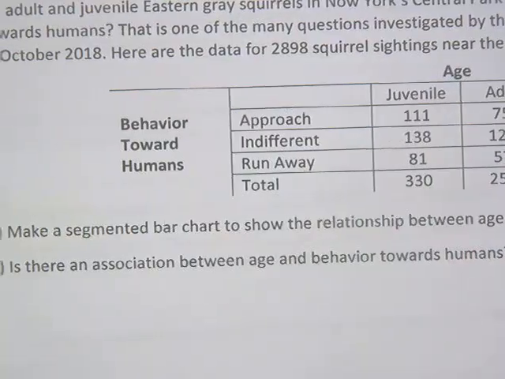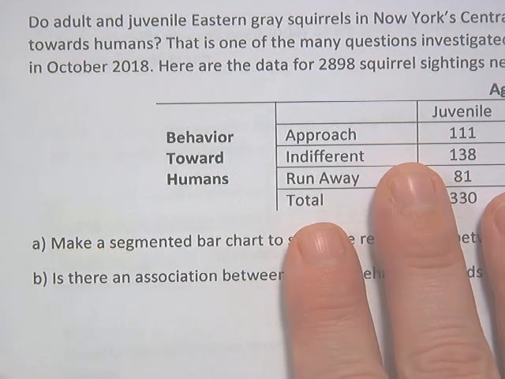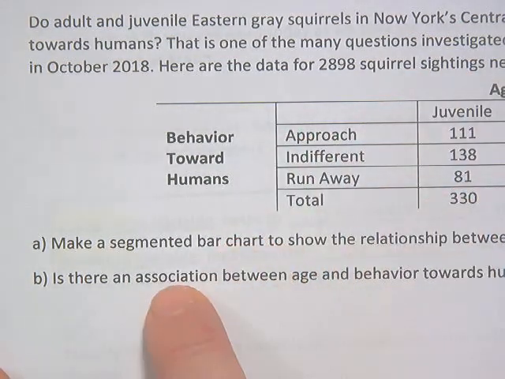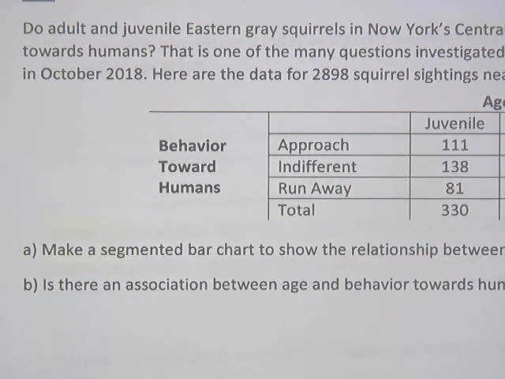So we only have one more thing to do, and this should go by a little bit faster than the last one. We're going to make a segmented bar chart. Let's read what it's about, and then we'll answer part B to see if there's an association or not. Put everything together that we've talked about today. Do adult and juvenile eastern gray squirrels of New York Central Park exhibit different behavior towards humans? That is one of many questions investigated by the 323 volunteer squirrel sighters in October 2018. Here are the data for 2,898 squirrel sightings near the park.